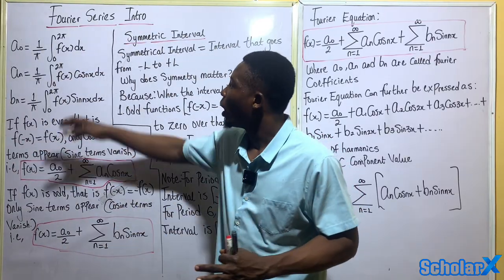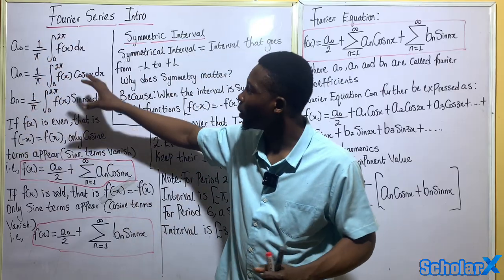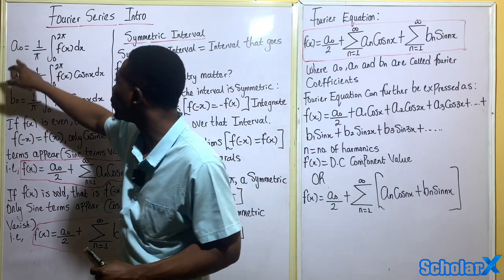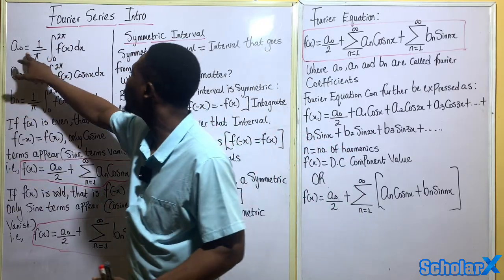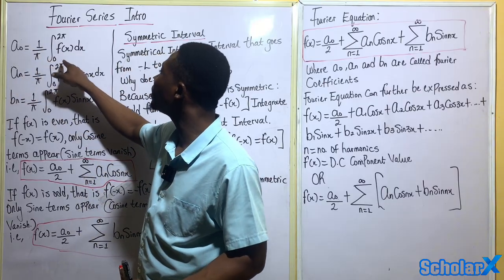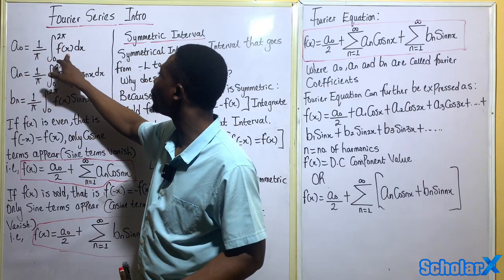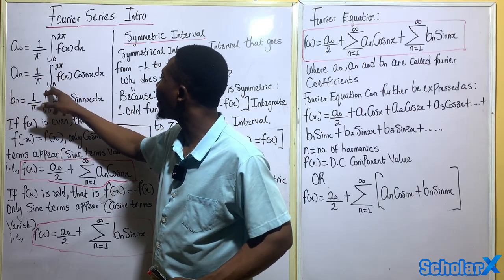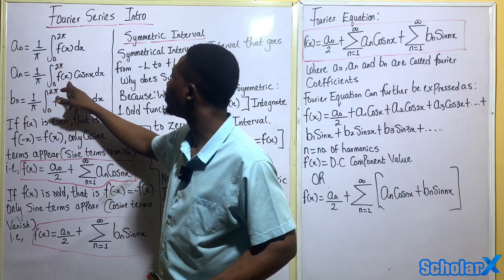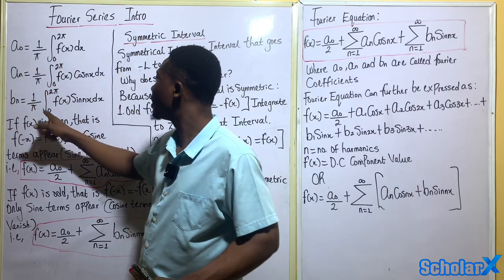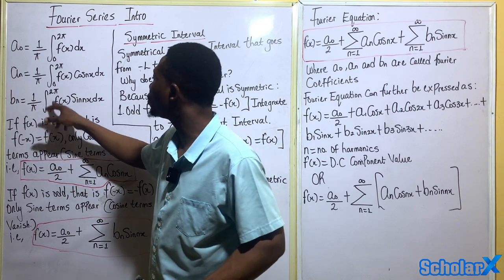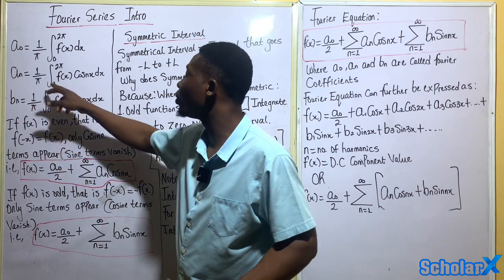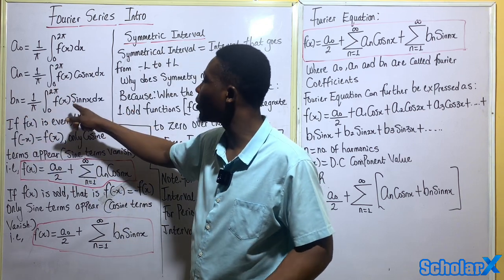So now, our Fourier coefficients. These are their formulas. We have a naught, we have an, and we have bn. Now a naught has the formula of 1 over pi integral from 0 to 2 pi of f of x dx. An has the formula of 1 over pi integral from 0 to 2 pi of f of x cos nx dx. And then bn has the formula of 1 over pi integral from 0 to 2 pi of f of x sin nx dx.